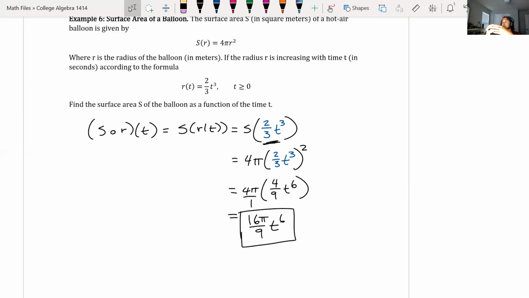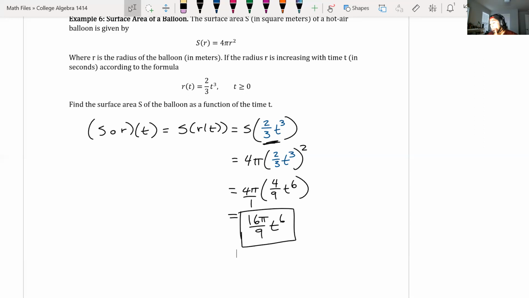So if you think about it, as the radius of a balloon is expanding, the surface area of the balloon is increasing. And it only makes sense, right? Radius expands, the whole balloon expands. Does that take into account the temperature of the surrounding air? No, that's physics. But that's how compositions work.